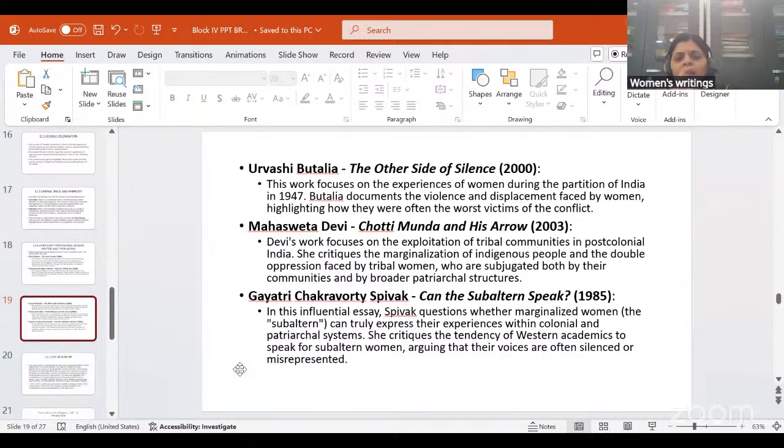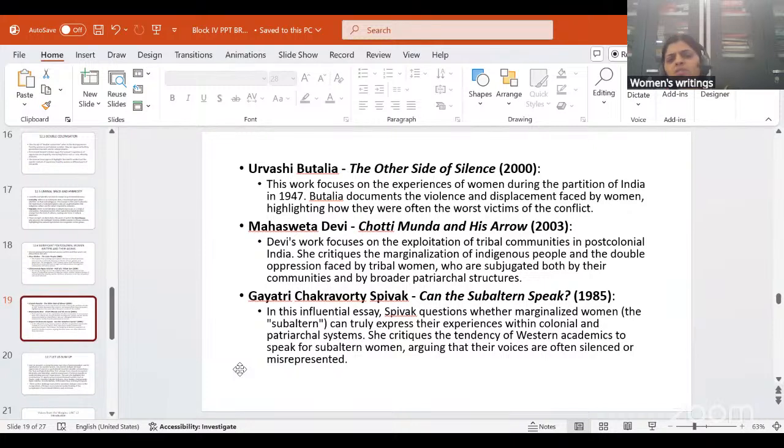And we move on and see Urvashi Butalia in The Other Side of Silence, where in 2000 she brought this work into limelight. This work focuses on the experiences of women during the partition of India in 1947, documents the violence and displacement faced by women, highlighting how they often become the worst victims of conflict.